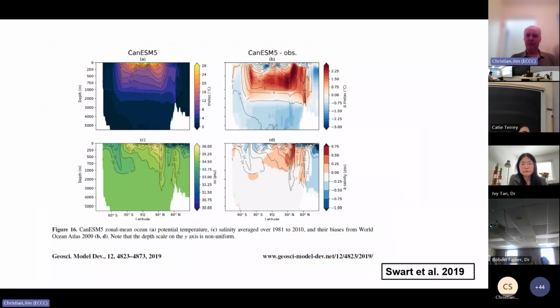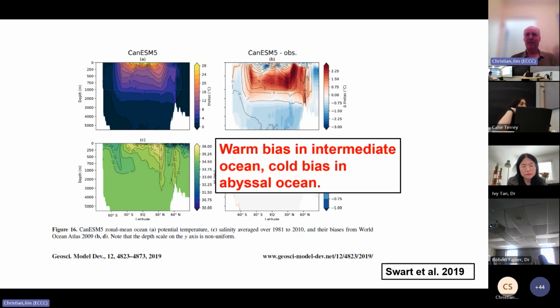So this is from the model description paper led by Neil from 2019. This is the zonal mean full ocean depth temperature and salinity from CanESM5. And then in the right-hand column, we have the deviation of those fields from the observation-based climatologies. If you wanted to summarize the bias in the model in a quick take-home, it's that the thermocline is too warm and the abyssal ocean is too cold. So that's the most visible bias in the physical ocean model solution.